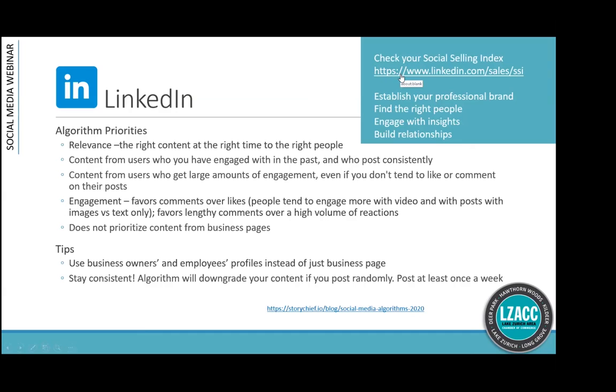If you log into your LinkedIn and then you go to this link in another tab, you can run your social selling index. And it's a scale, there's 25 points for each of these 4 things that it looks at about your professional brand, the right people, meaning that you are engaging with more than just your friends, but people who you want to do business with, the right insights and being more productive with your insights, and building relationships, like how many connections you have and what you're doing.